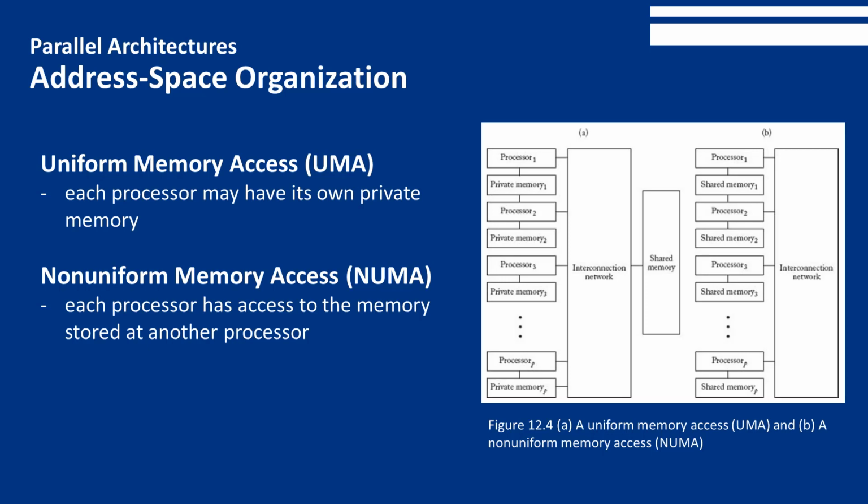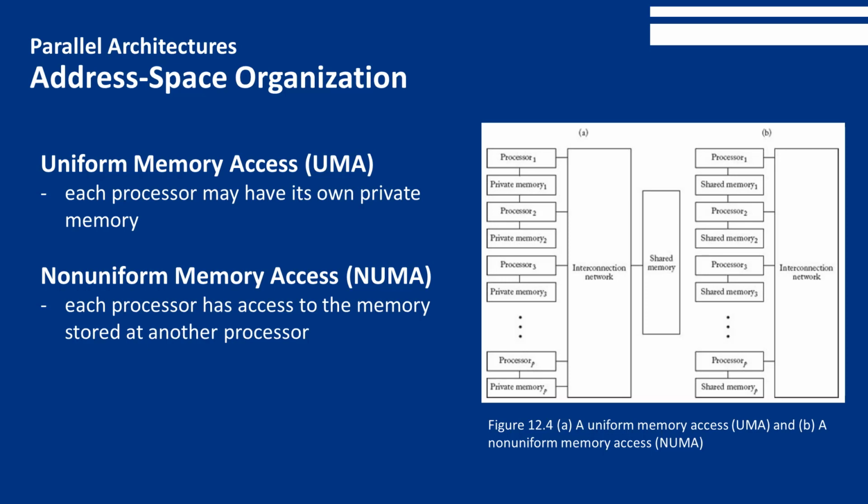A drawback of a UMA computer is that the interconnection network must simultaneously provide access for every processor to the shared memory. Another alternative is to provide each processor with a portion of the shared memory. This is a non-uniform memory access computer, and it's illustrated in Figure 12.4b.